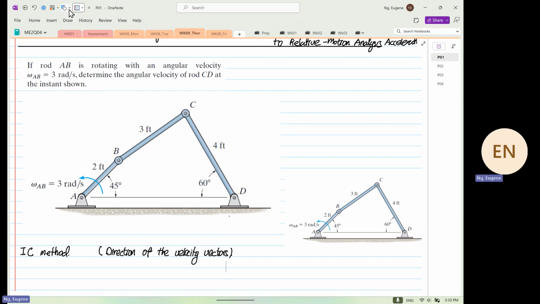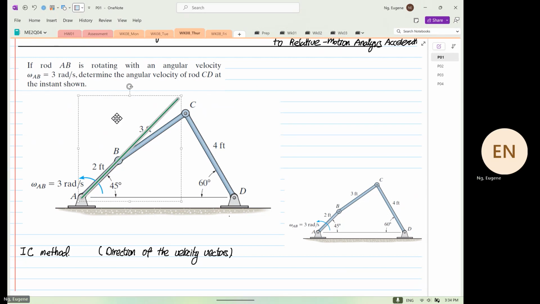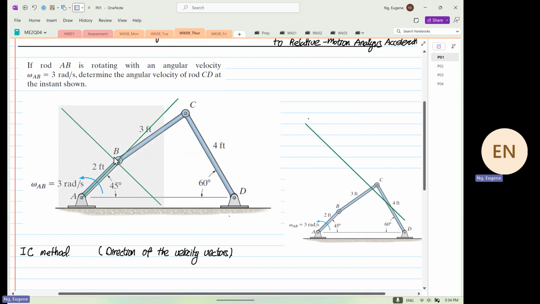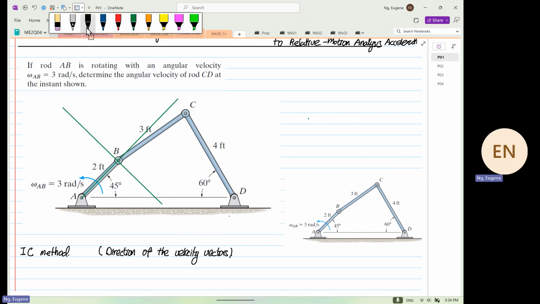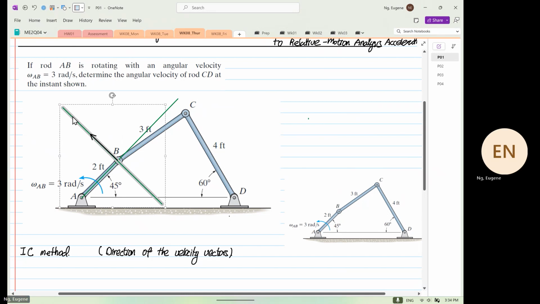So for this case, we are aware, okay, so I'm going to do in green. Okay, and then I'm going to copy, I'm going to paste, and I'm going to rotate this by 90 degrees. If you have a protractor, you can do it. So we know that this is the direction of our VB. Right? So we know the direction of our velocity vector.